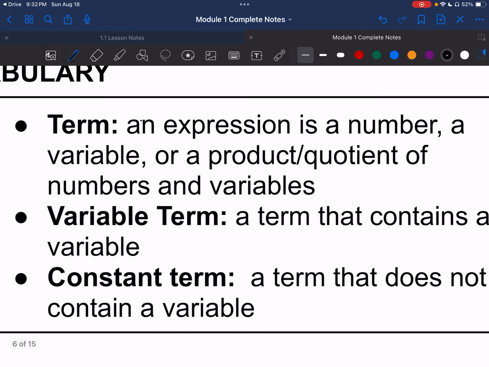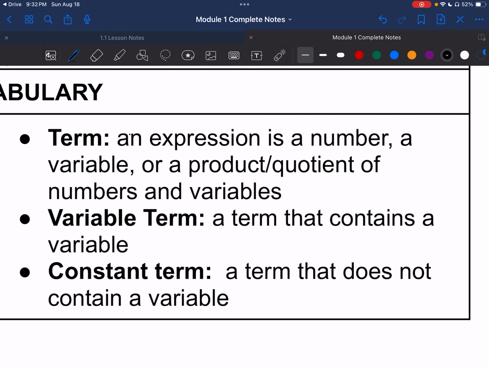Now we have a couple other vocabulary words here. So a term is an expression that is a number, a variable, or a product or quotient of numbers and variables. A variable term is a term that contains a variable, and a constant term is a term that does not contain a variable. So let's look at some examples here.